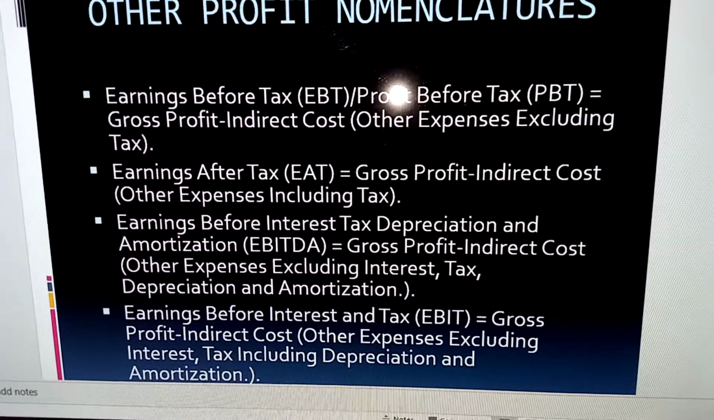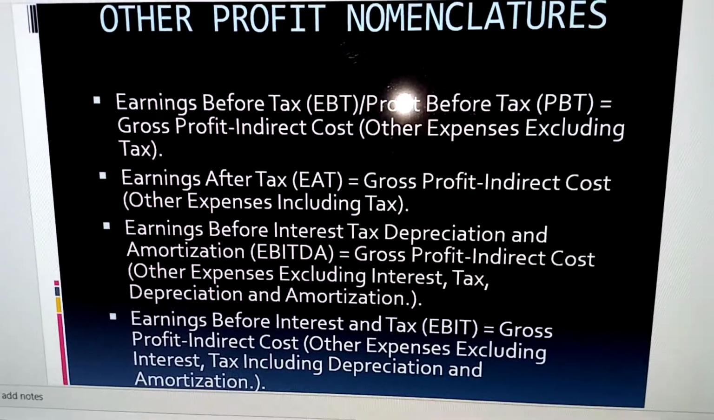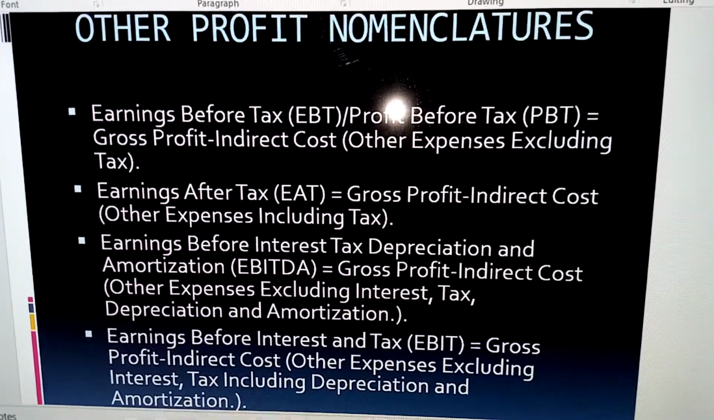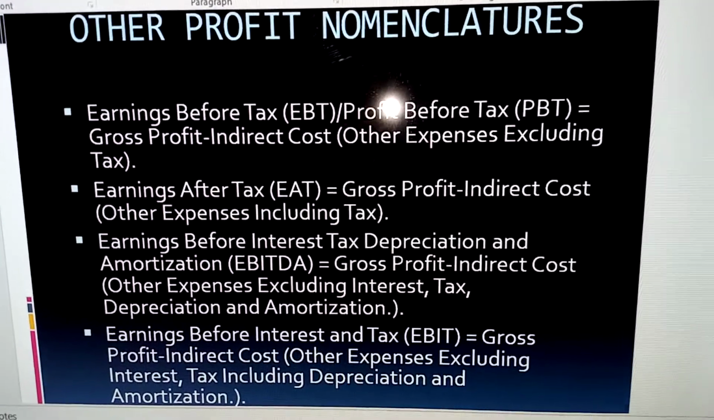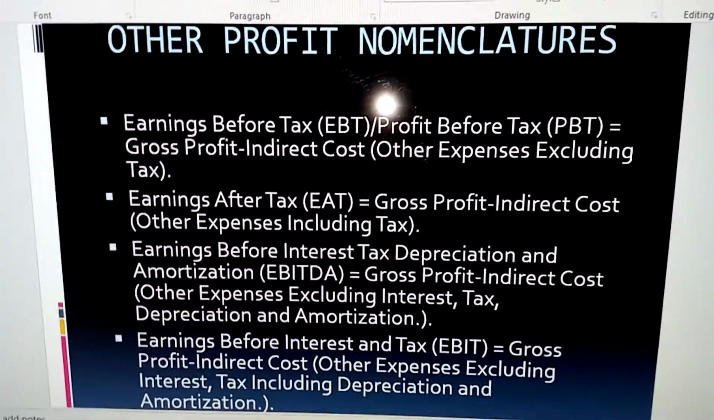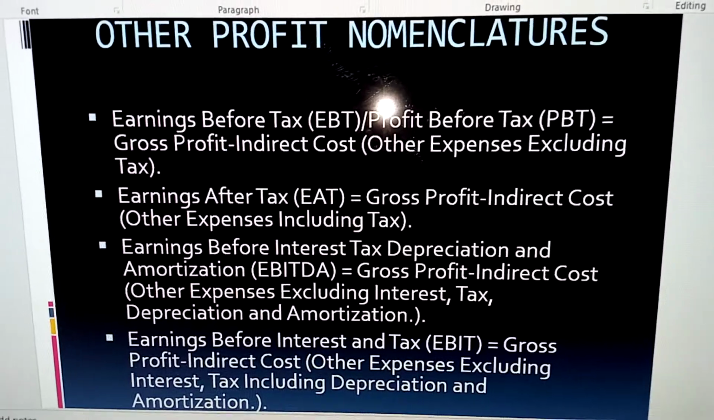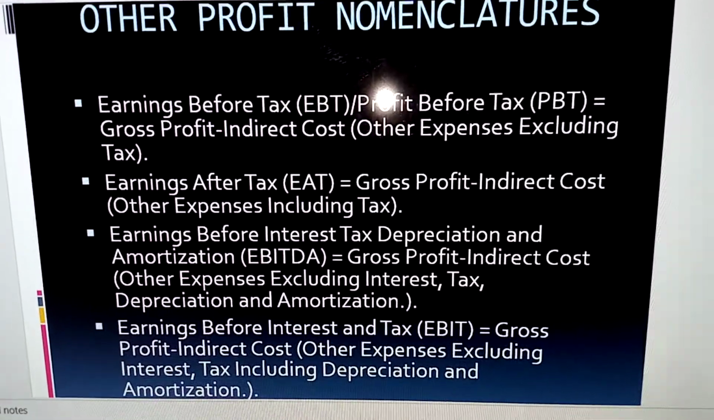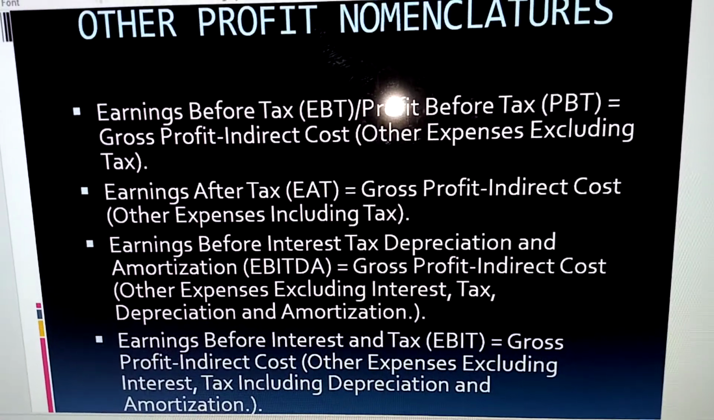The next one is EBIT, which is earnings before interest and tax. So it's the same thing, gross profit minus indirect cost. But in this case, you are excluding tax. Okay, so that is what we call earnings before interest and tax. So we understand all the nomenclatures from earnings before tax, earnings after tax, earnings before interest, tax, depreciation, and amortization, which is EBITDA, and then earnings before interest and tax, which is EBIT. Here in EBIT, we're saying gross profit minus indirect costs, excluding interest and tax, but including depreciation and amortization.